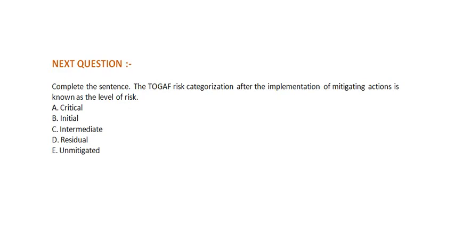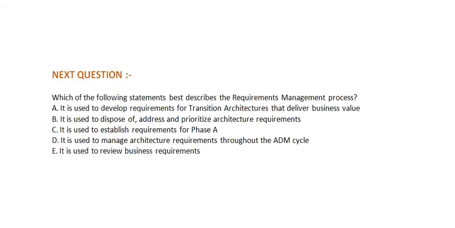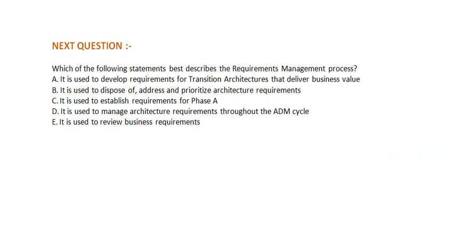The correct answer is option D. Next question is, which of the following statements best describes the requirements management process? Option A, it is used to develop requirements for transition architectures that deliver business value. Option B, it is used to dispose of, address and prioritize architecture requirements.